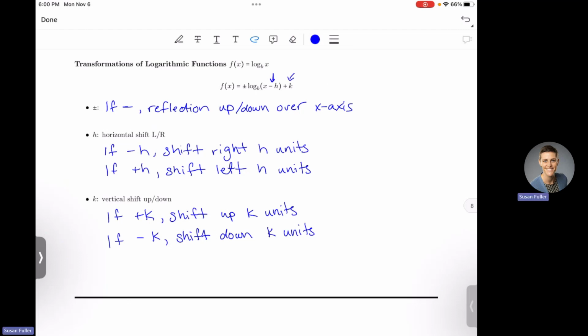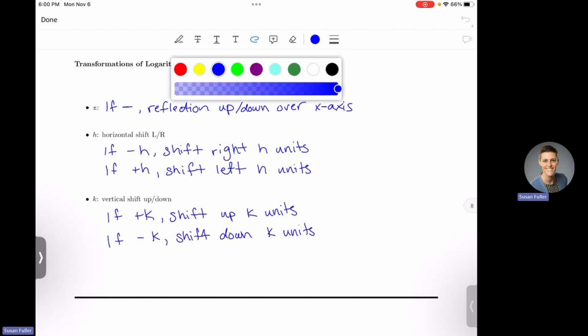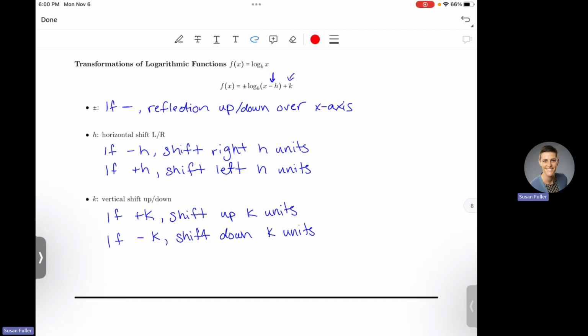All right. A couple of notes to make here. The first thing that I want to make note of is that my basic logarithm functions had a vertical asymptote at x equals 0. If we reflect our graph up or down, that won't affect our vertical asymptote. If we shift our whole graph up and down, that's not going to affect our vertical asymptote. But if we take the whole graph and shift it to the left or shift it to the right, our vertical asymptote is going to move with the graph.